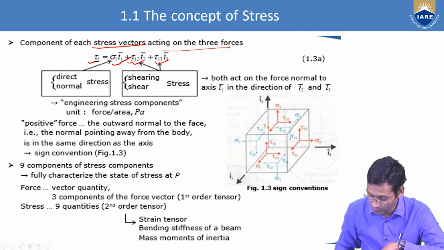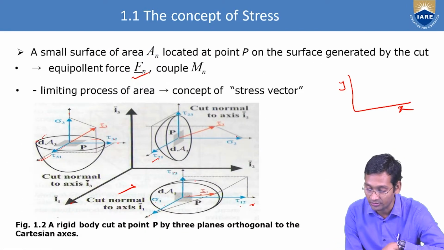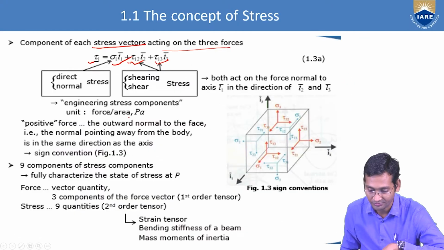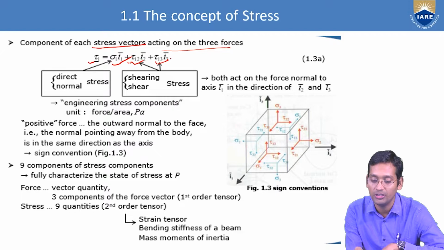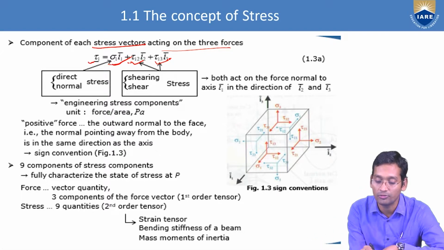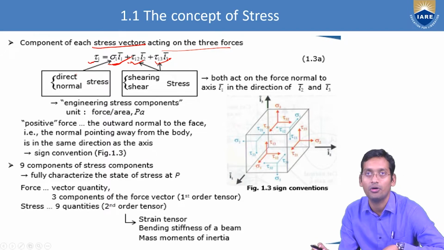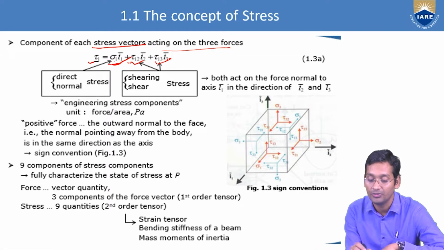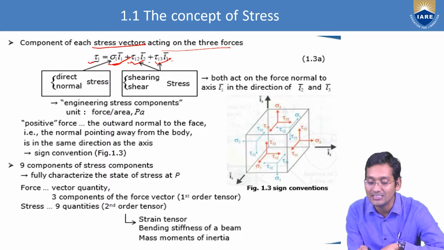Then in which direction is tau 1,2 acting? Just see, tau 1,2 and tau 1,3 act in two directions. So tau 1,2 in I2, and tau 1,3 acting in the I3 direction, so tau 1,3 in I3. So what is this sigma 1? Direct stress or normal stress. What are these two? Shear stresses along that surface.